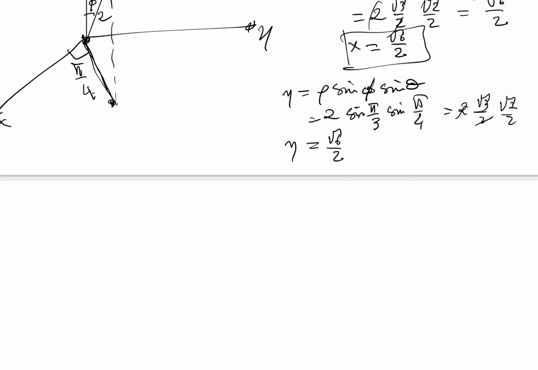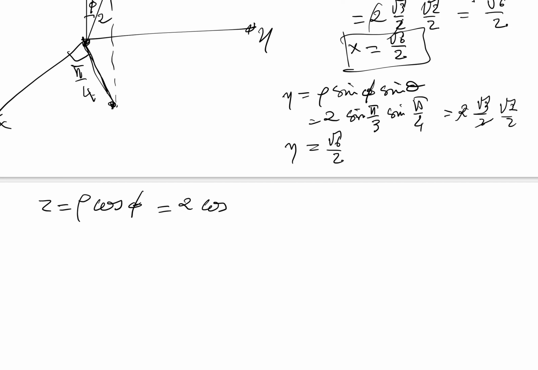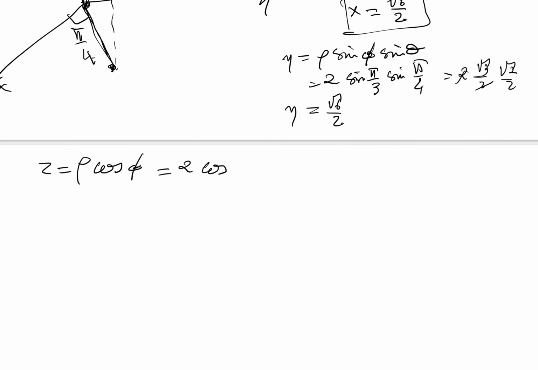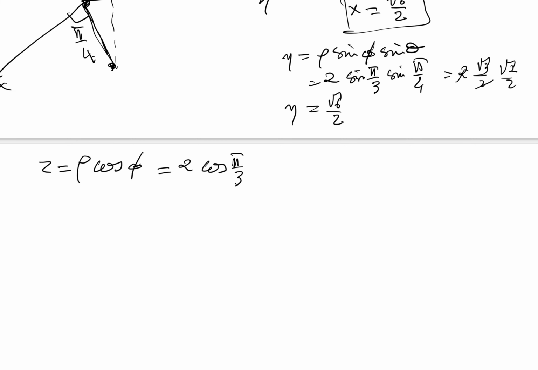So let's find now the z. The z is equal to rho times cosine of phi. And rho is what? Rho is 2. And phi is, go back, what's the phi? Phi is pi over 3. And remember, cosine of pi over 3 is just 1/2. So you will have 2 times 1/2, which is just 1. So then z is equal to 1.